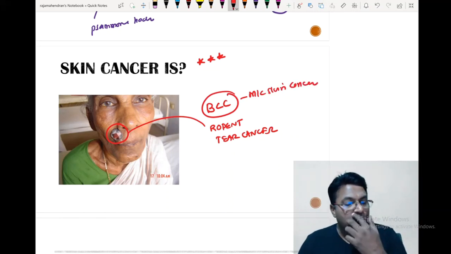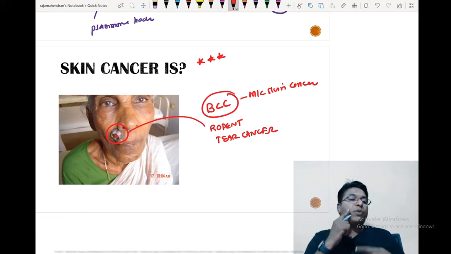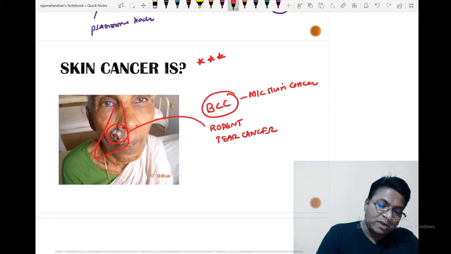Okay, it is known as the most common skin cancer. It is seen along the tear flow area, like this. So it's the most common skin cancer.